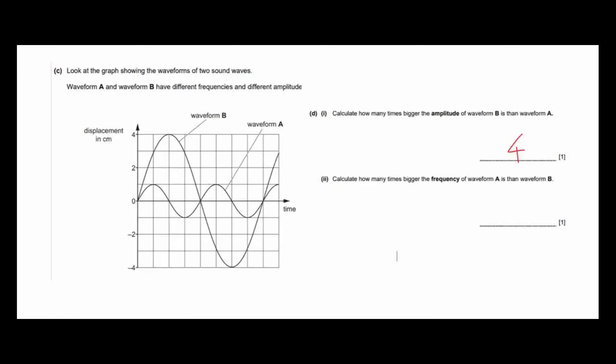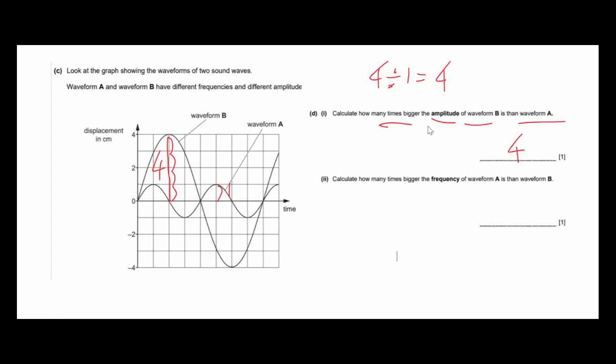So it's 4. How do you get 4? We're talking about amplitude. The amplitude of waveform B is from the middle line to the peak. So we count: this is 1, 2, 3, 4. 4 units, and the amplitude of waveform A is only 1 unit. So how many times bigger? 4 divided by 1 is 4.